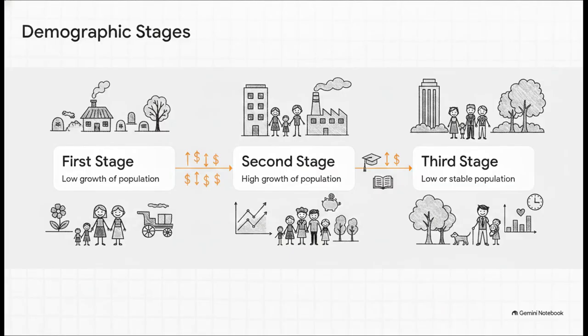It explains how and why a country transitions from high birth and death rates to low ones. According to their theory, as a country advances economically, its population invariably passes through these three distinct stages. It starts in the first stage with low growth, rockets into a second stage of high growth, and then finally settles into a third stage of low or stable population. Let's break down exactly what happens in each one.